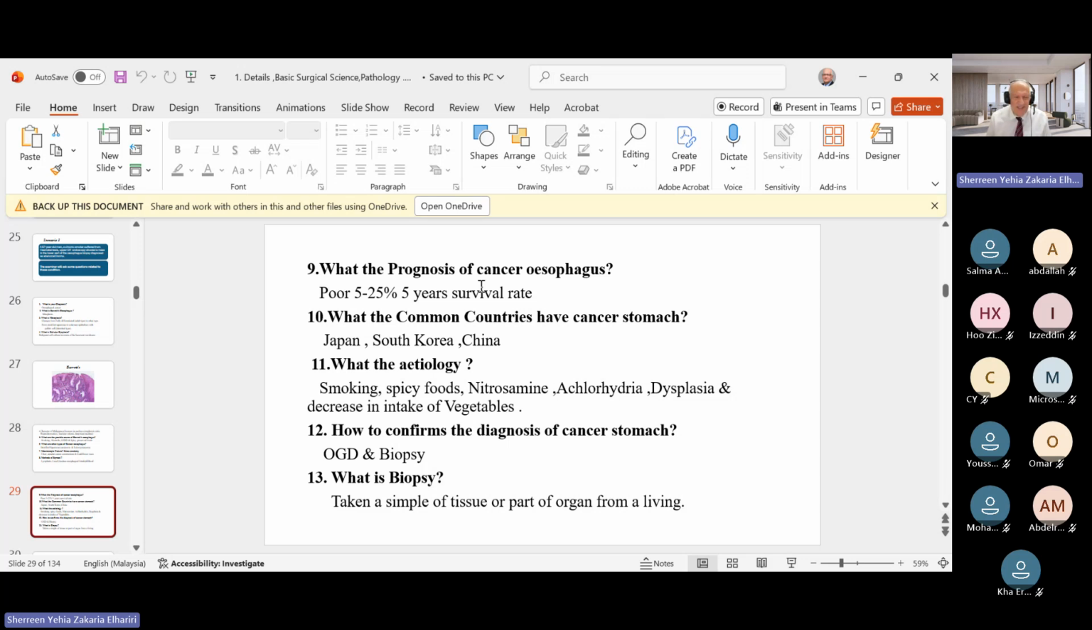Okay, we change the topic now from cancer of the esophagus to the stomach. What are the common countries that have cancer of the stomach? Southeastern Asia, like China, Japan. Okay, and Southeast Asia, like Japan, South Korea, China. Why? Or what is the etiology of cancer of the stomach in general? In general, yes, non-modifiable and modifiable.